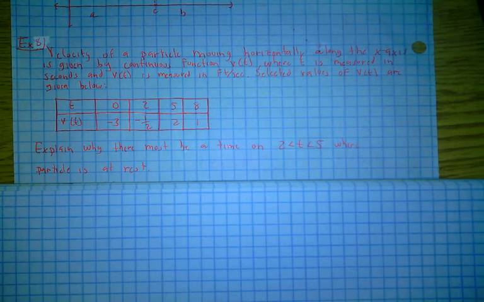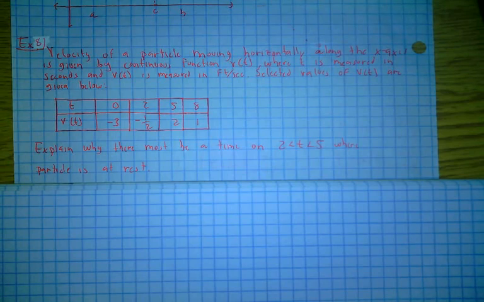All right. So then you're told that you have some information about the velocity at specific times on this table. The velocity is measured in feet per second, and selected values are on the table. We are told that the velocity when time is 0 is -3, when time is 2 is -1/2, when time is 5 is 2, and when time is 8 is 1. Explain why there must be a time between 2 and 5 where the particle is at rest.